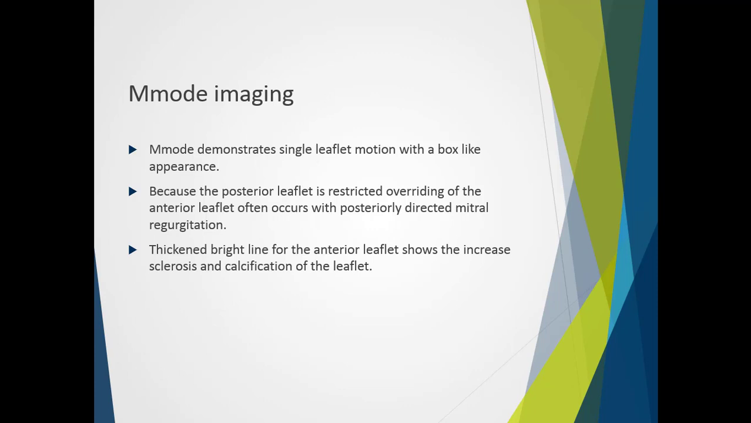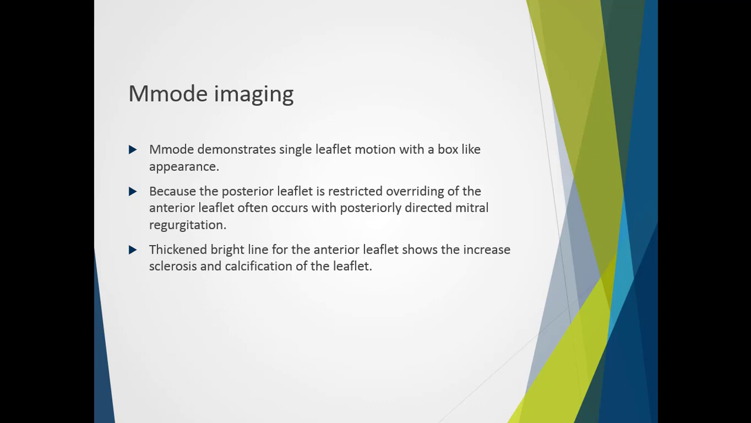M-mode imaging demonstrates a single leaflet motion with a box-like appearance. As we just mentioned before, the posterior leaflet is often immobile. It has less leaflet length, so when the commissure fusion occurs, there is significant leaflet motion restriction. Because the posterior leaflet is restricted, overriding of the anterior leaflet often occurs in systole. And this will then in turn lead to a posterior directed mitral regurgitation.